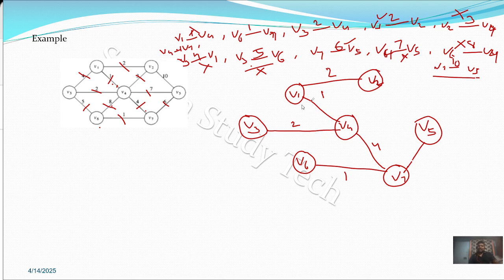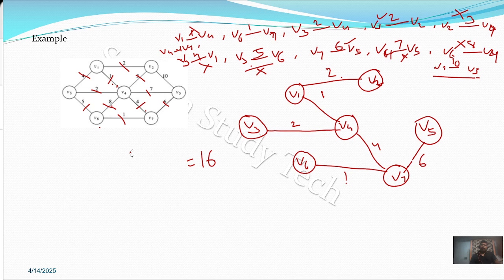Is there any cycle in this graph? There is no cycle. And what is the minimum cost? Here it is 1 plus 2, 3, 3 plus 2 is 5, 5 plus 4 is 9, 9 plus 1 is 10, and v7 to v5 is 6, so 10, 11, 12, 13, 14, 15, 16. So the minimum cost is 16.